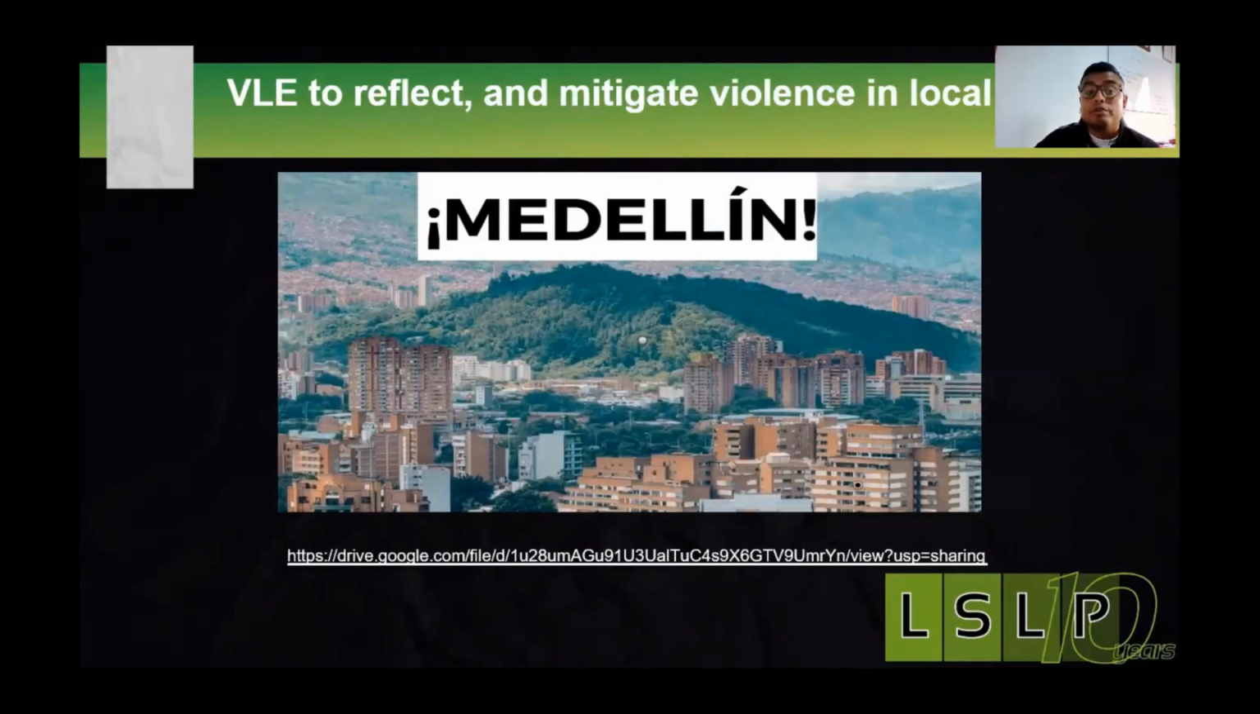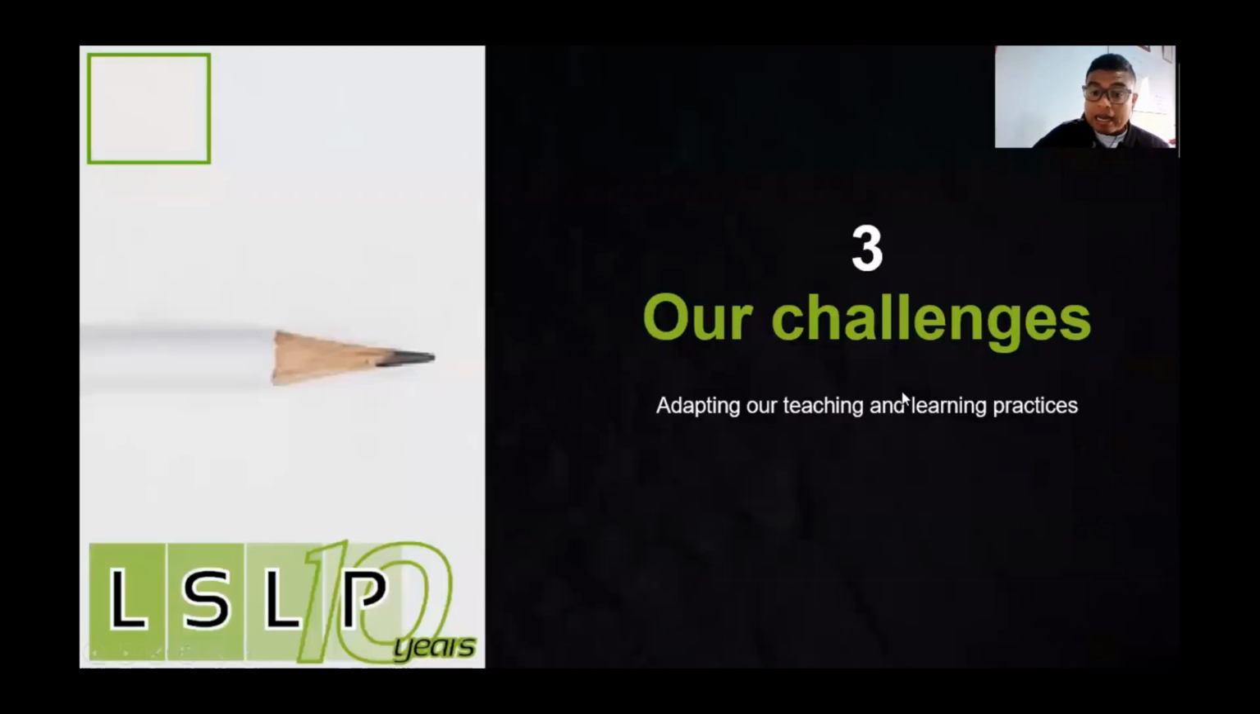Yes, and those specific things. Also, we could design virtual learning environments to reflect and mitigate the violence in local regions. As for example, in Medellin, my students identified a specific issue in a specific neighborhood, and they designed a virtual learning environment working with the students on how this violence could affect their lives. And here we could analyze that we have some specific challenges at the time of designing a virtual learning environment.